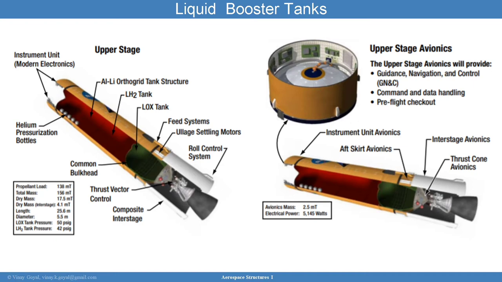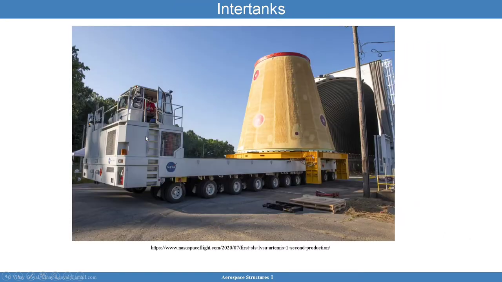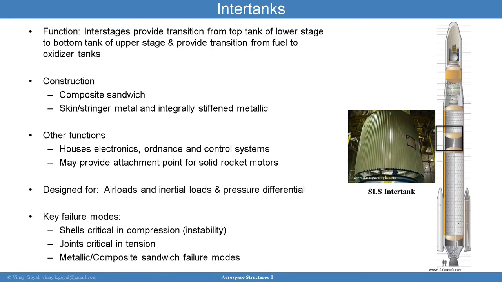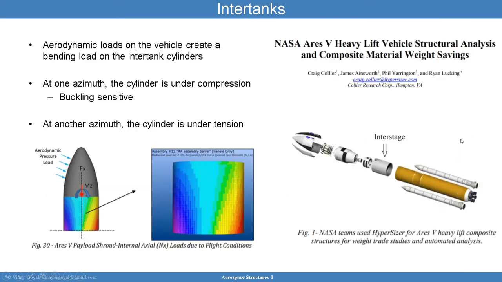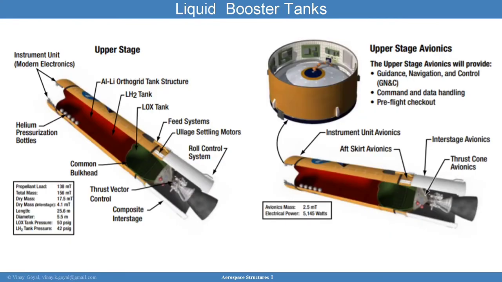This picture is nice because it shows many other components. It shows the helium pressurization bottles, which I'll cover later. And this design is interesting, it has a common bulkhead. So earlier I showed you a dome. Let me show you that. So there's a dome here and a dome here. Now the common bulkhead, which is right here, shares that dome between tanks. And that saves space and allows it to be integral in this manner.